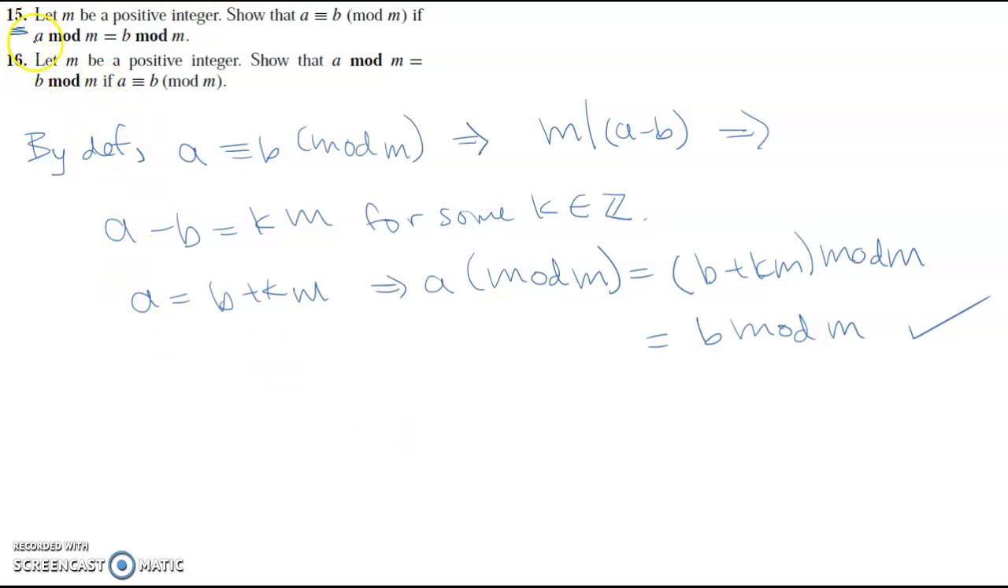So this was 15, and 16 is pretty similar. It's just going in the other direction. So it's like you are starting with this statement and trying to get back to A is congruent to B mod M. Give it a try, and let me know if you are confused with these proving problems.